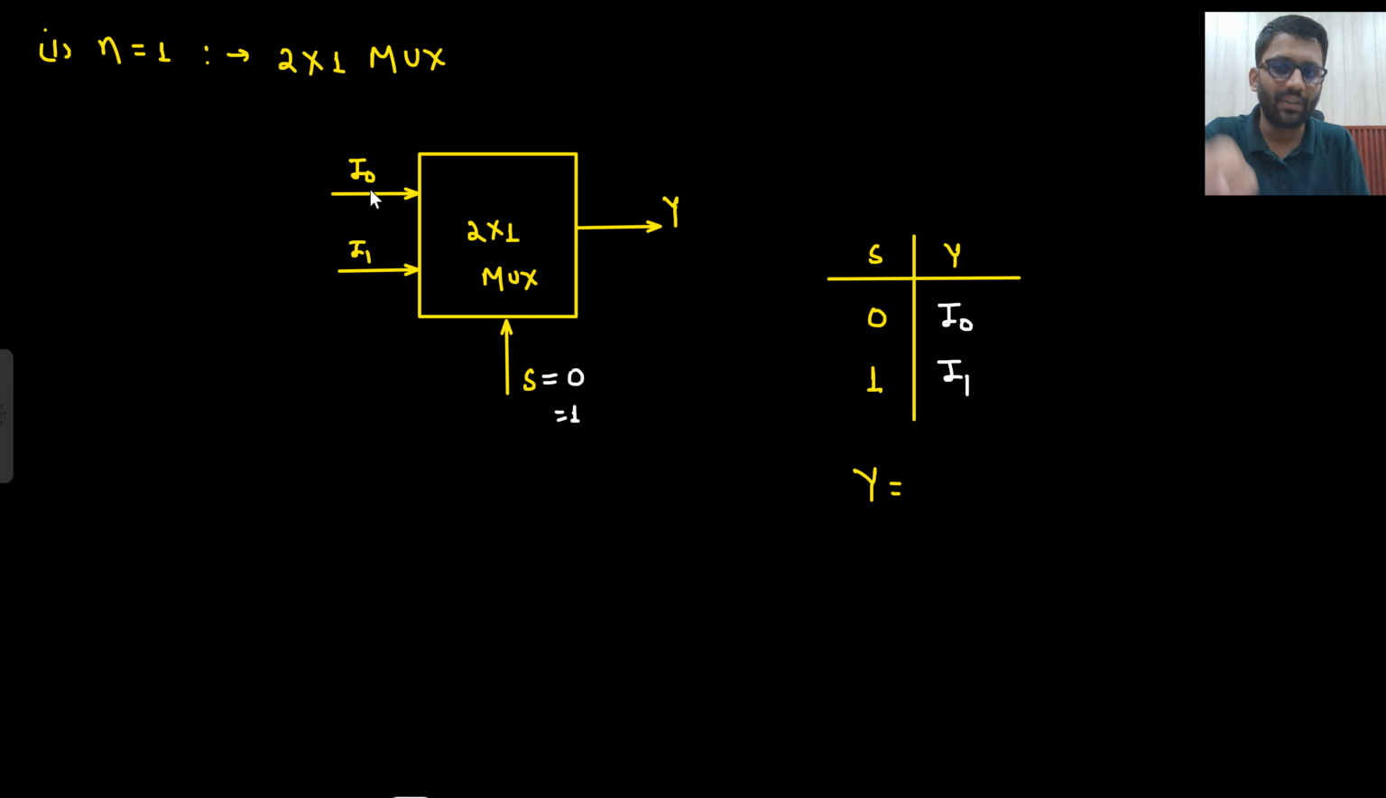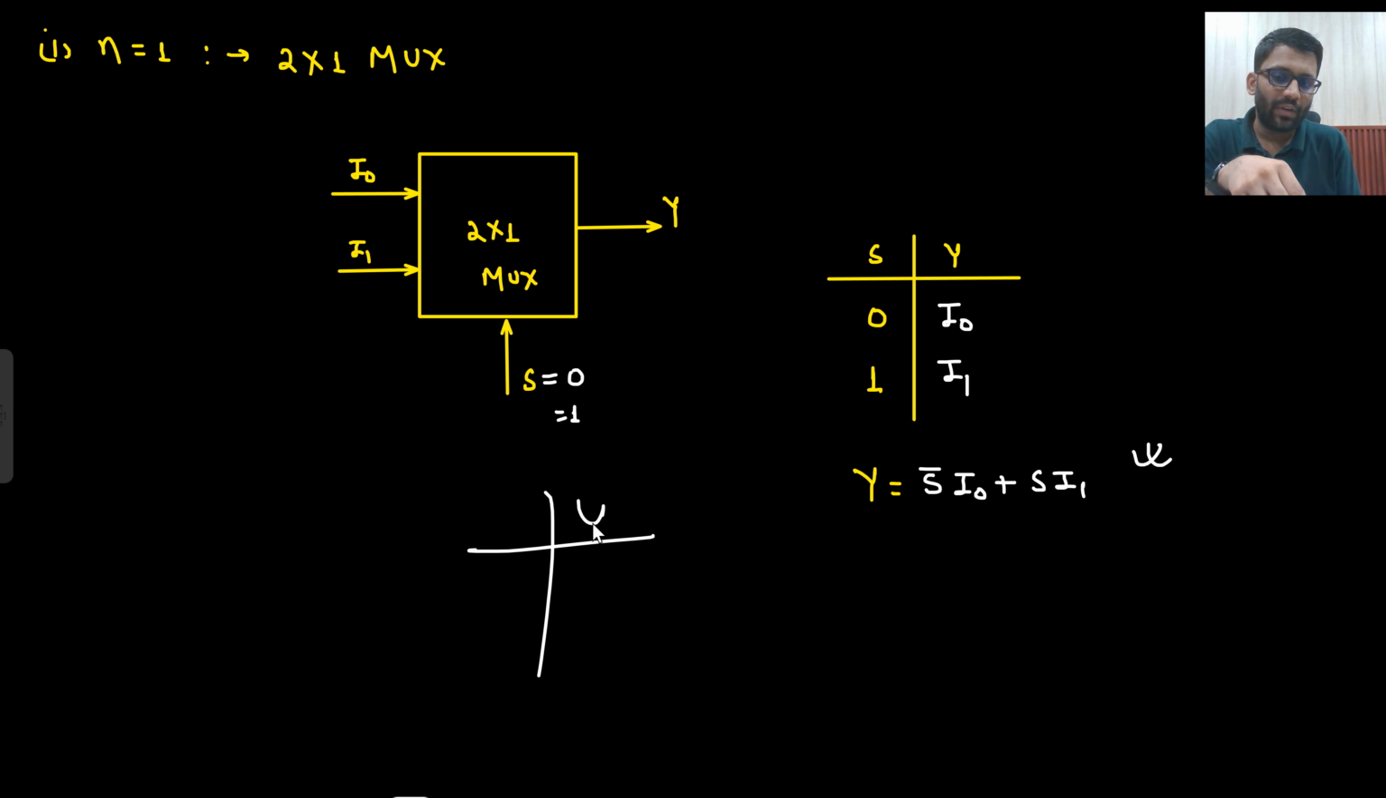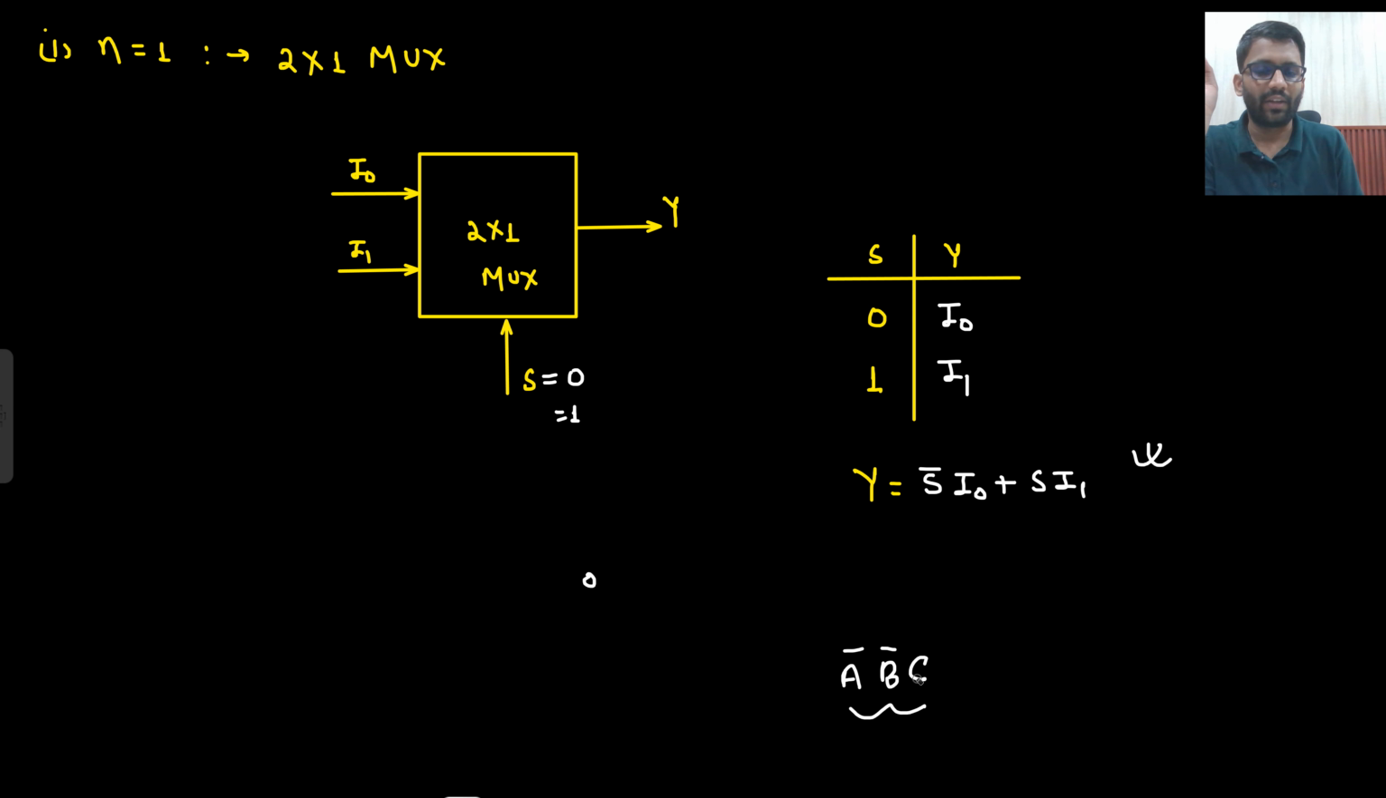If S is 0, then I0 will be taken out at the output, and if S is 1, I1 will be taken out. So how can I write my Y expression? If S is not there, then my output is I0, and if S is there, my output is I1. Do you remember in min terms and max terms, when we were studying SOP and POS, we saw this kind of truth table where the output was 0 1 0 1 0, and somewhere I mentioned the output is C. So how did we write? If A bar is not there, B bar is not there, then the output is C. So similarly, if S is not there, then the output will be I0, and if S is there, the output will be I1.